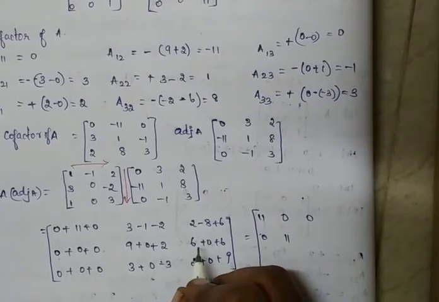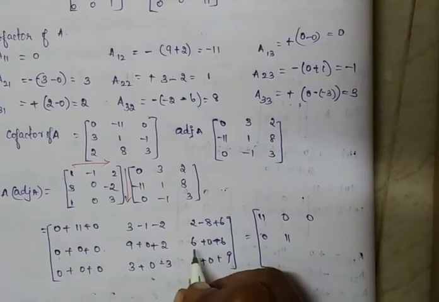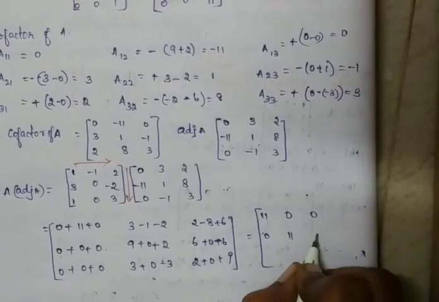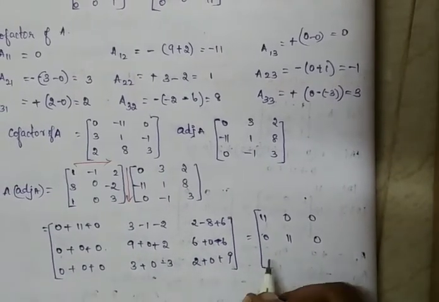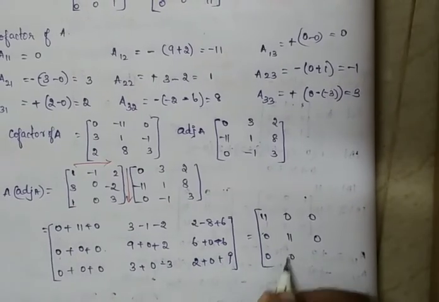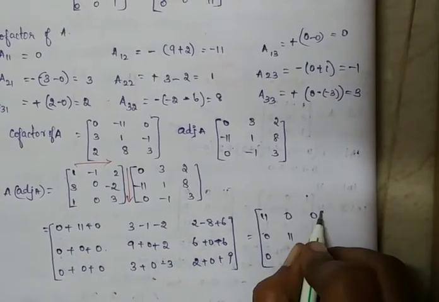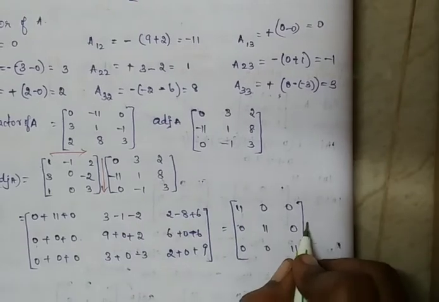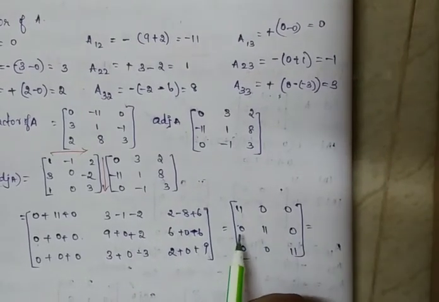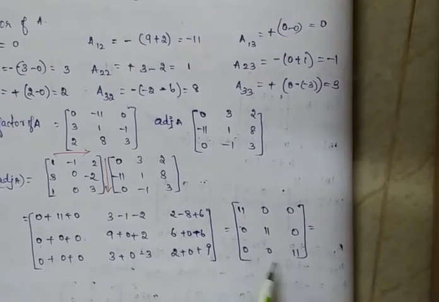Here, sorry, this is minus 6 plus 6, minus 6 is 0. Next this value becomes 0, this value becomes 0, this value is 11. Now what we got here is 11, 0, 0, 0, 11, 0, 0, 0, 11.